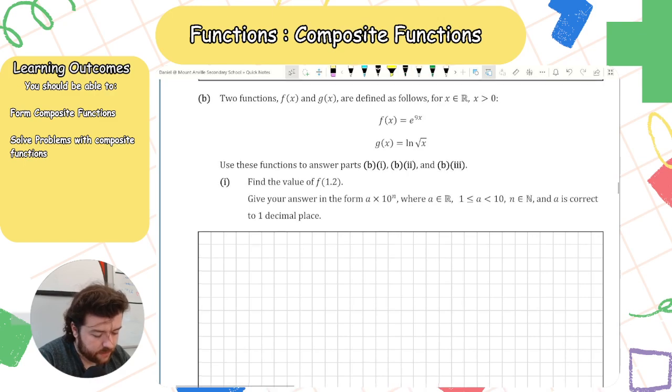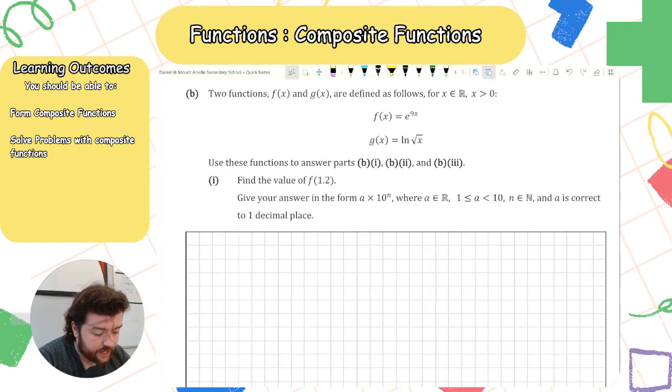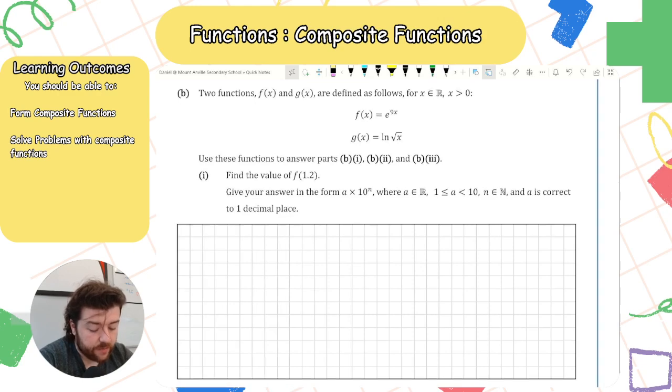Fine. This one here, the functions f of x and g of x are defined as follows. So if you're in ordinary level Leaving Cert, you just skip ahead a little bit because this question is dealing with logs and exponentials, which you don't have to do. F of x equals e to the power of 9x. G of x equals ln root x. Find the value of f of 1.2.